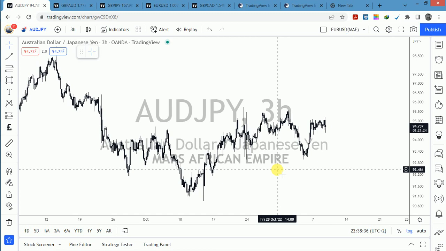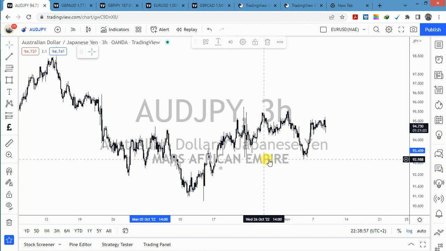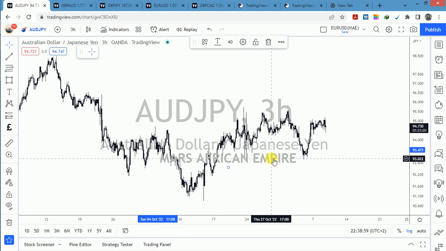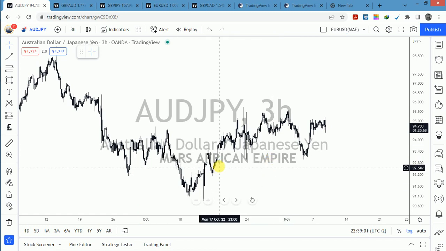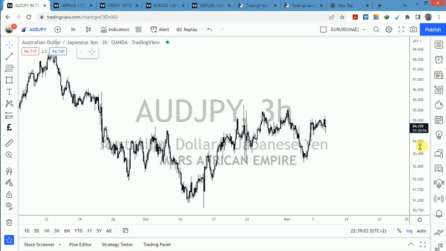I just want us to look into, I think, 3 pairs or 4 pairs: AUDJPY, GBPUSD, GBPJPY, EURUSD, and GBPCAD. I think most of my pairs this week are the GBP pairs. So let's jump right into it. We have AUDJPY here, 3 hour time frame.